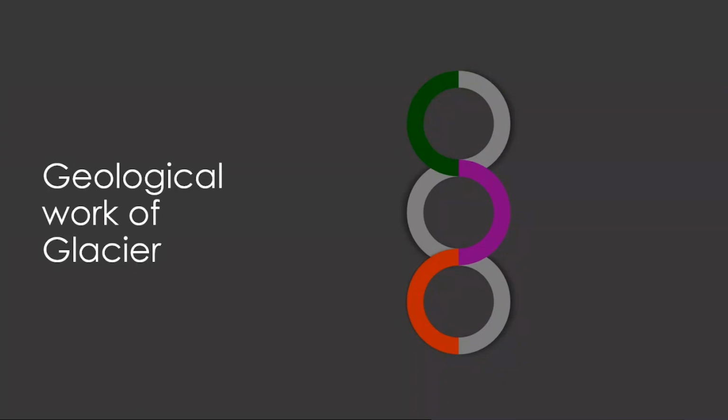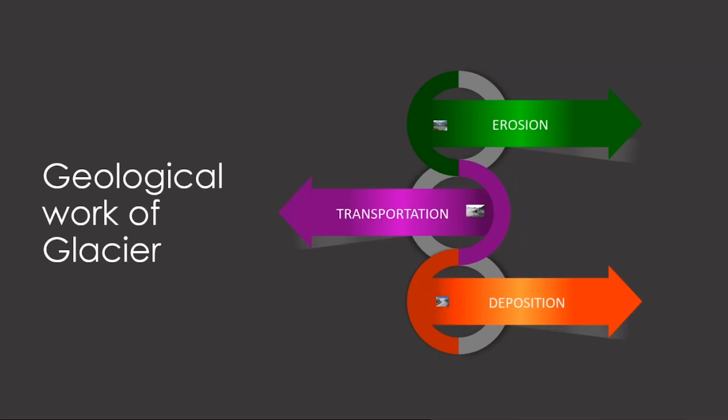So we call the natural processes geological work done by that particular agent. Here, we are going to study the geological work done by a glacier. If you can guess what geological work a glacier can do, it can erode, transport, and deposit. So erosion, transportation, and deposition. These are the three main geological processes which a glacier does, and we are going to see them one by one.